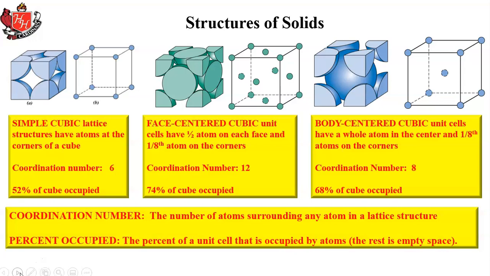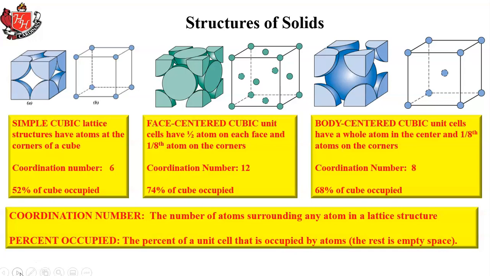Let's go to the middle, face-centered cubic. Well, that's one where you can see the atom is kind of on the face of the cube and it's cut in half. And so face-centered cubic unit cells have half an atom on each face and 1/8 of an atom on the corners. This one you can kind of visualize if you have good spatial abilities. And that has a coordination number, it's pretty high, it's 12.